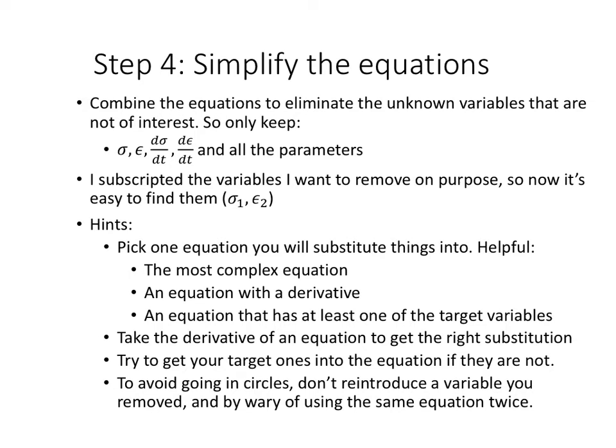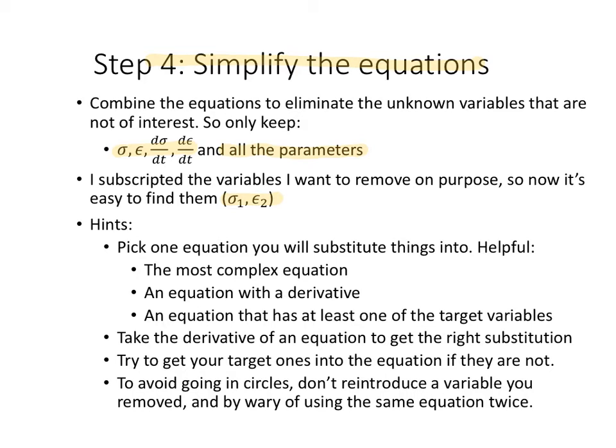In step 4, we simplify the equations. What this means is we're combining the equations to eliminate any of these unknown variables that are not of interest, that is, all the subscripted ones, and we keep only the overall stress and strain and its derivatives, as well as, of course, the parameters that describe the element properties. This is why I've subscripted the intermediate variables, that is, the ones on the individual elements, so it makes it really easy to know which ones to remove.